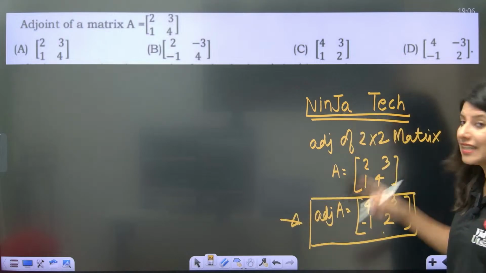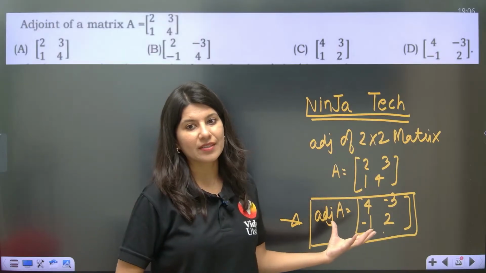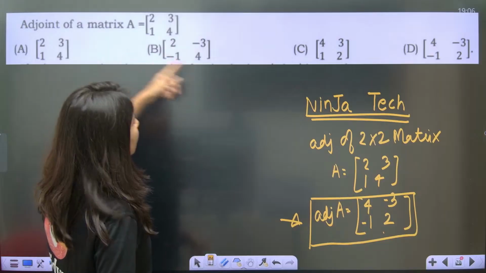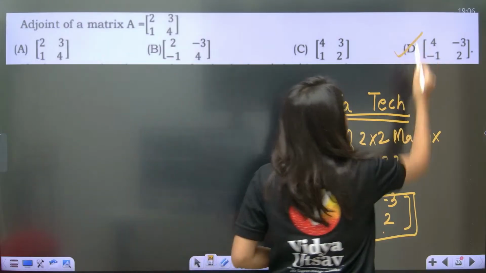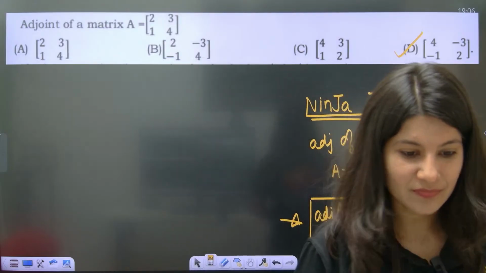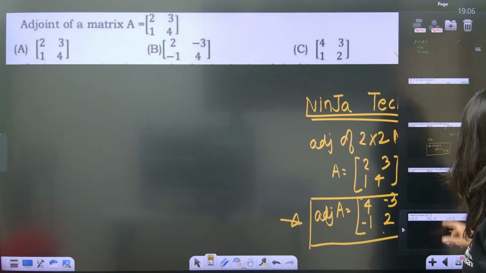Ninja technique to write the adjoint of a 2 cross 2 matrix. So finally, which answer is matching? 4, 2 clearly, and negative, negative. Option D is absolutely right. Yes or no? Yes. So this is the ninja technique you have to keep in mind.